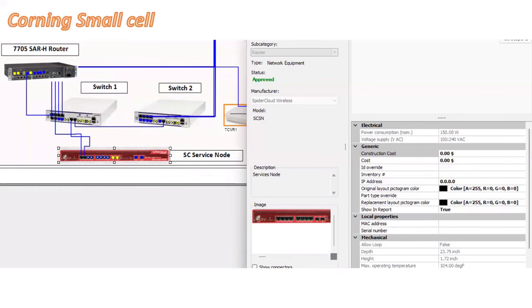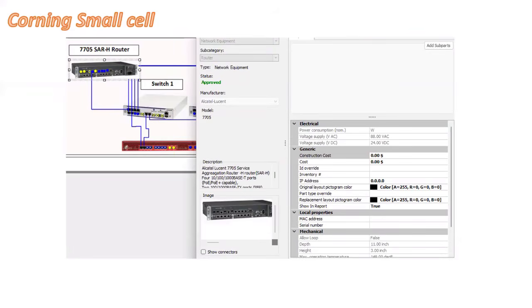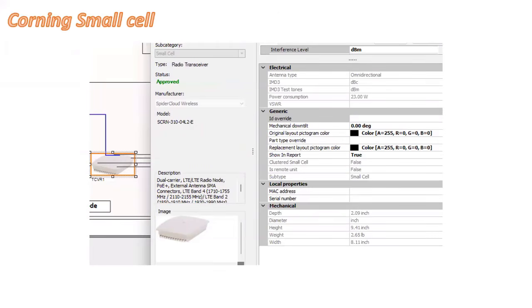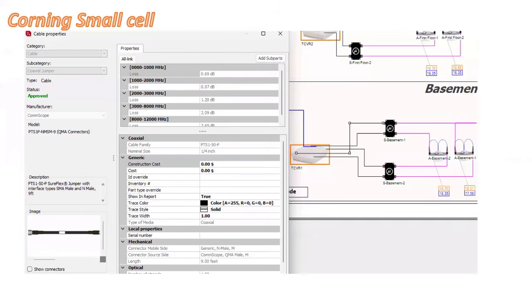So this is what I said. First of all, we have this service node, then we have this aggregation switch, then we have this PoE, and then we have this Cat6 cable between the PoE and the RN, and then we have this RN, they are using 310, and then we have this cable between the RN and the splitter, which is a coaxial jumper they are using. The loss of the coaxial jumper is fixed. For 1000 megahertz, it will be 0.69, and for 8000 megahertz, it will be 2.6, and so on, right? It is a 9 feet jumper.